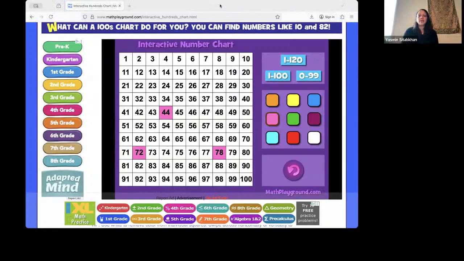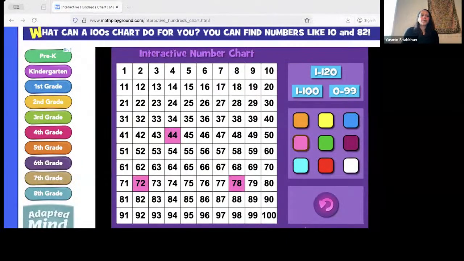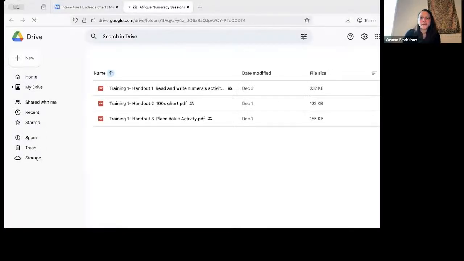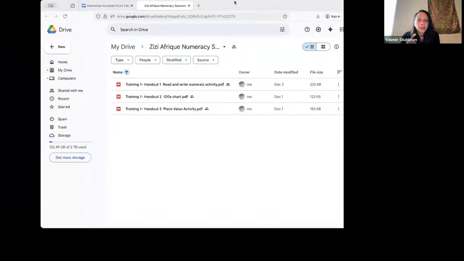So what I would like you to do is there will be a link in the chat. Oh, thank you. I would love for you to go in there and download handout 1 and 2. So you have the activity and then you have the hundreds chart, or you can use the link I shared with the interactive hundreds chart, and you will go into breakout rooms of small groups. And I want at least a couple of you in the 15 minutes we have to try an activity.